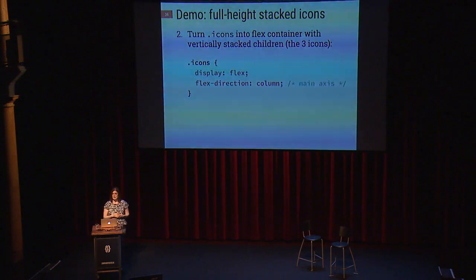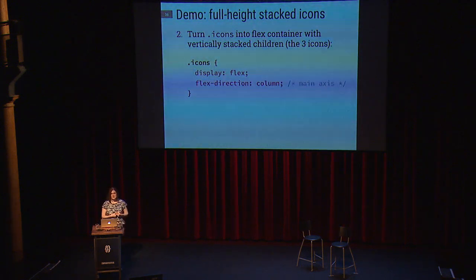But this time I set flex direction to column to stack them vertically. So the default value of row that we've seen so far places items side by side, but the column value lays them out vertically from top to bottom. And this doesn't change anything visually yet. They already were stacked vertically.